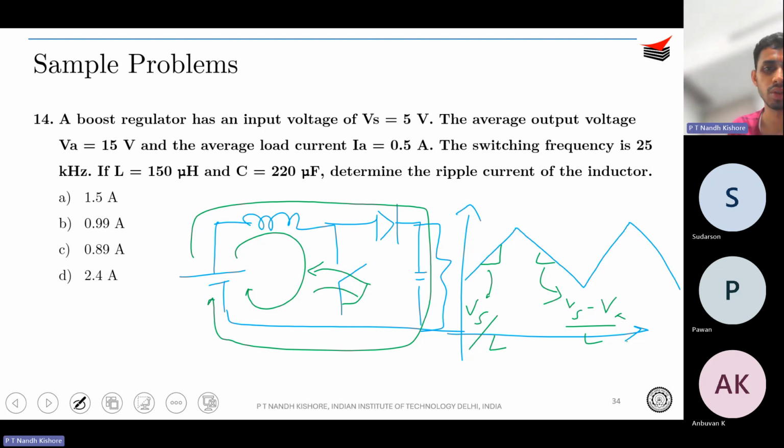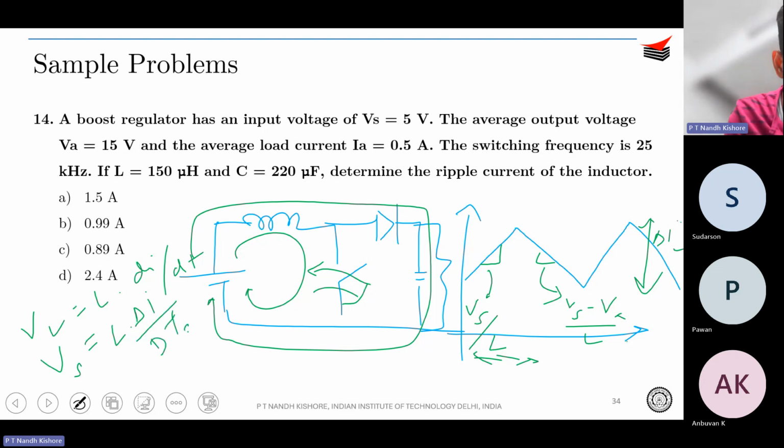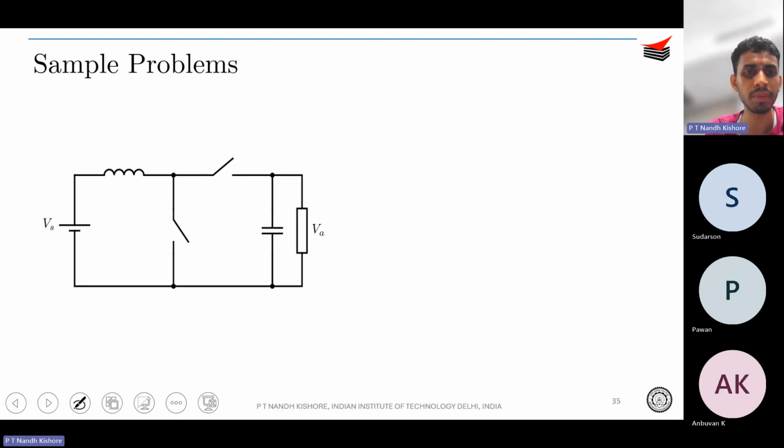So the peak to peak inductor ripple is delta IL. Therefore, just apply V is equal to L di dt. So Vs during the dTs period, Vs is equal to L into delta I divided by dTs. Just rearrange the terms and substitute, you will get the answer. So that is what I have drawn here. I should have maybe written it over here.